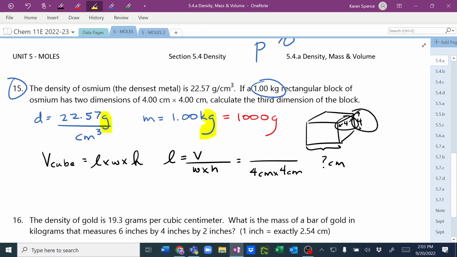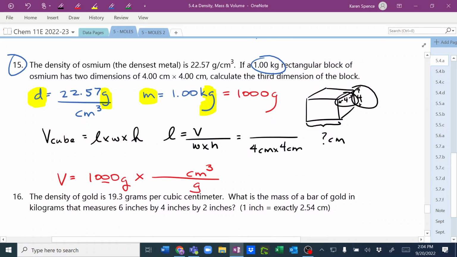Now I need to know the volume. I know my mass, I know my density. Can I find volume? Yes. So we're going to say volume is equal to, I'm going to do it using unit conversion because I like that, 1,000 grams. I'm just going to underline my uncertain digit there because it was 3 sig figs in that number, times, I want to cancel my grams and find centimeters cubed. So we have 22.57 grams and 1 centimeter cubed.